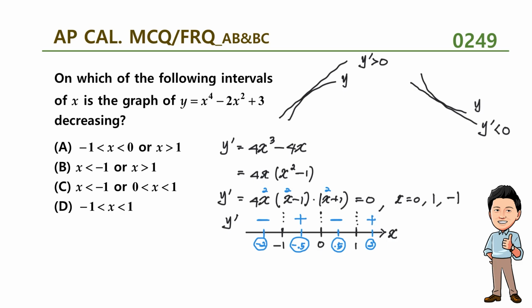So function y is decreasing on the intervals where y prime is negative, right? This interval right here and this interval right here. So the answer has to be the interval where x is less than negative 1, or x is between 0 and 1. So the answer is C, right?